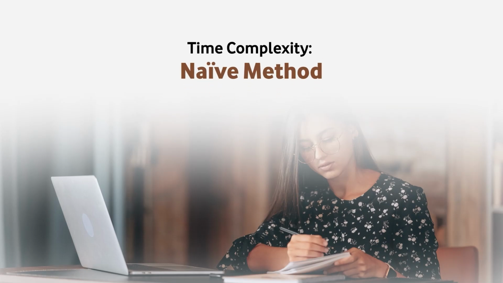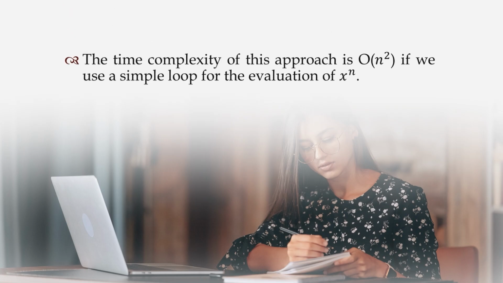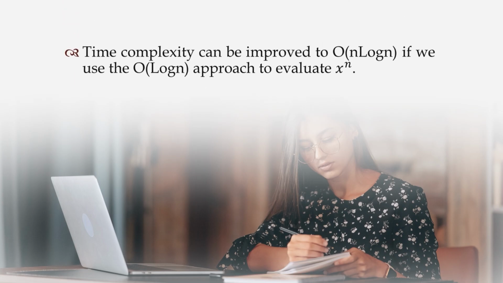What will be the time complexity of the naive method? A naive way to evaluate a polynomial is to evaluate all terms one by one. First calculate x to the power n, multiply the value with a_n, repeat the same step for other terms and return the sum. The time complexity of this approach is big O of n square if we use a simple loop for evaluation of x to the power n. The time complexity can be improved to order of n log n if we use a big O of log n approach to evaluate x to the power n. In the naive approach, for a polynomial like a_n x^n, x to the power n is a very big term.